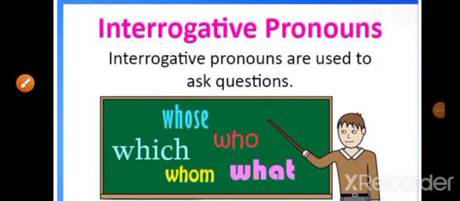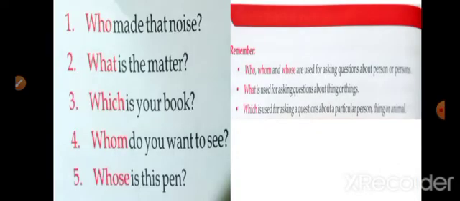Interrogative pronouns. Interrogative pronouns are used to ask questions. Examples: who made that noise? What is the matter? Which is your book? Whom do you want to see? Whose is this pen? Children, some points you have to remember. Who, whom, and whose are used for asking questions about person or persons. What is used for asking questions about thing or things. Which is used for asking questions about a particular person, thing or animal.